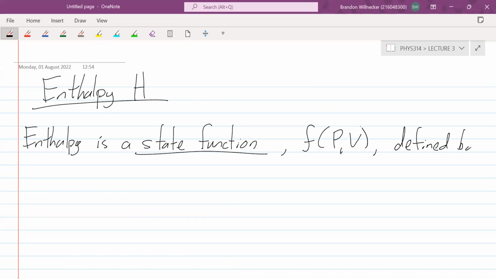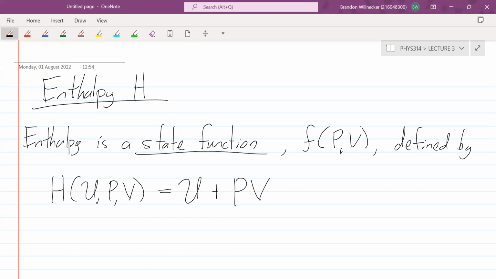Okay, defined by H of U, P, and V. So it's a state function. It depends on the internal energy. It depends on the pressure and the volume. And it's given by U, internal energy, plus PV. Okay, that's how we define enthalpy.